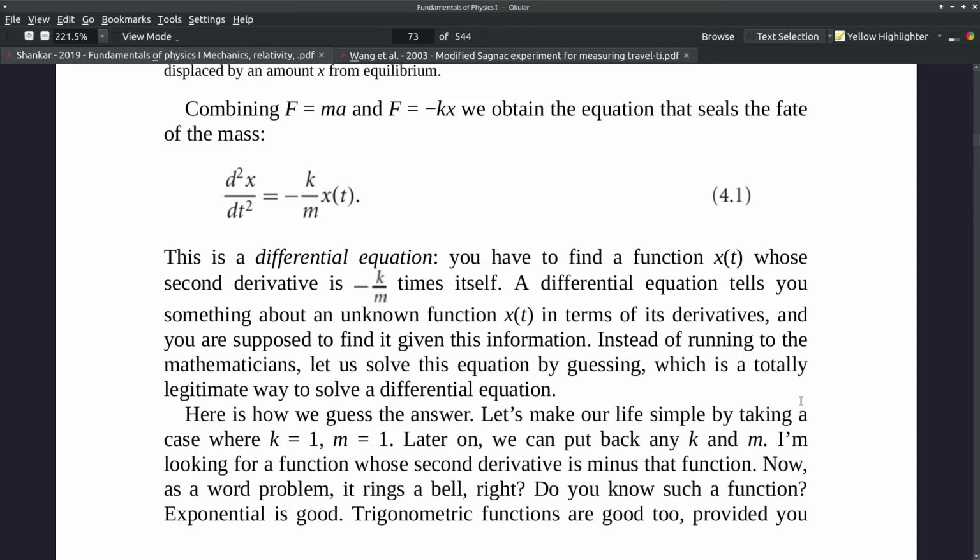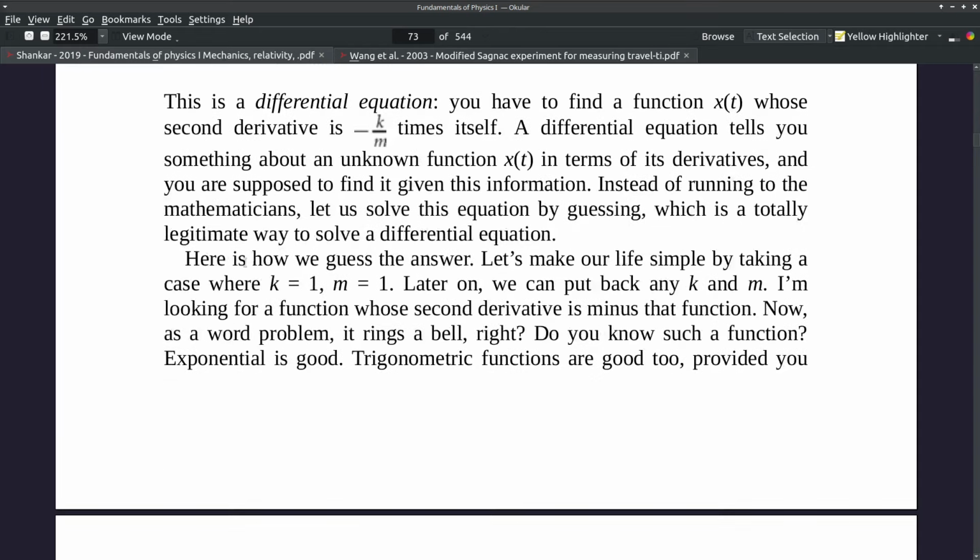A differential equation tells you something about an unknown function x of t in terms of its derivatives, and you are supposed to find it given this information. Instead of running to the mathematics, let us solve this equation by guessing, which is a totally legitimate way to solve a differential equation. Here's how we guess the answer. Let's make our life simple by taking a case where k equals 1, m equals 1. Later on, we can put back any k and m. I'm looking for a function whose second derivative is minus that function.